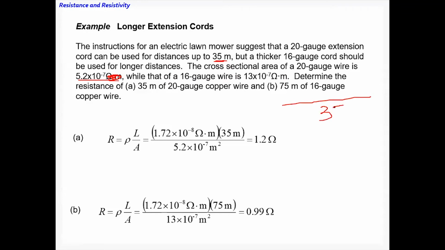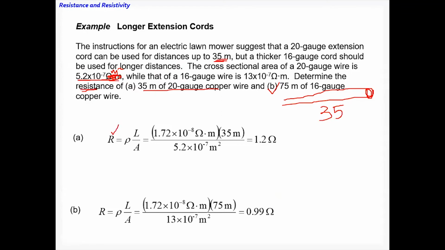What is the area of cross section of this extension cord? This is the area of cross section, 5.2 times 10 to the negative 7 meter squared. Then how do you find the resistance of this 35 meter long wire? Don't worry about part B for now. Let's do the first part. Find R, the resistance.